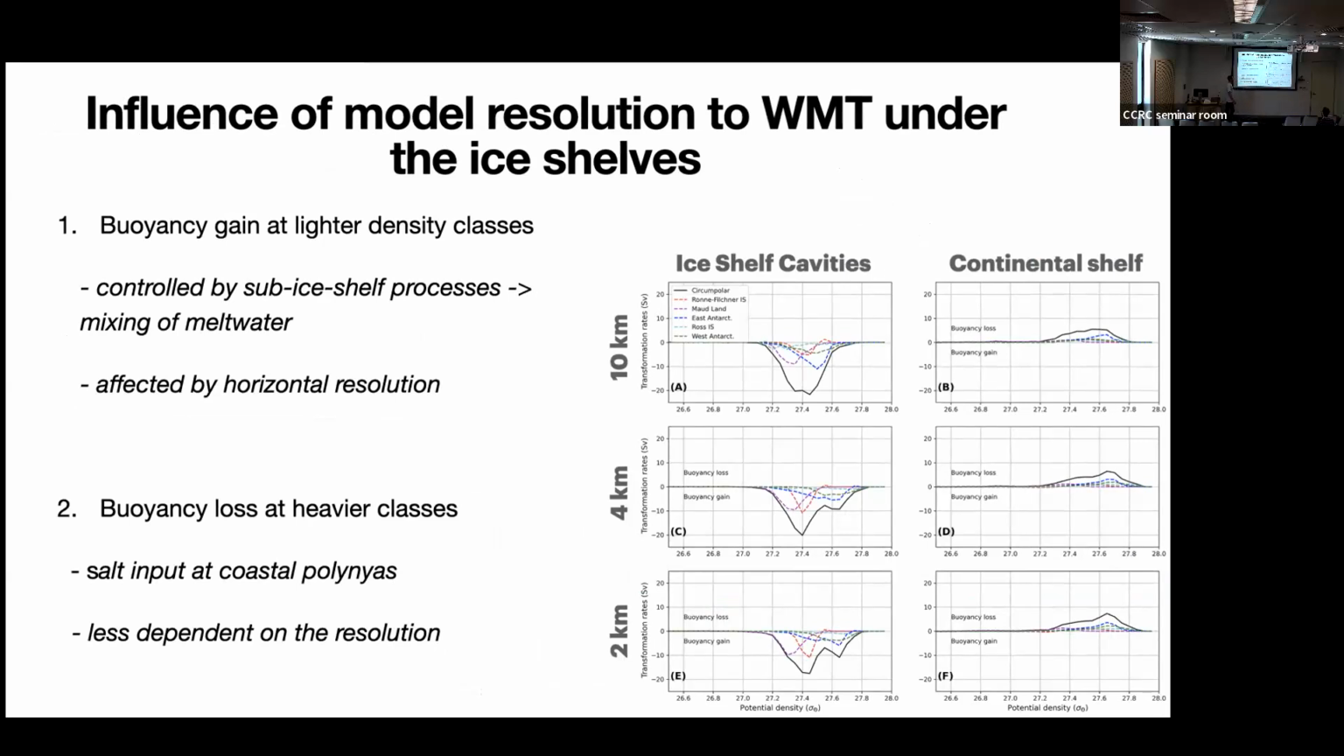And what we can see is that the buoyancy loss that happens at quite heavy densities and is associated with coastal polynyas is less dependent on our resolution. We definitely see that this buoyancy loss happens at higher densities as we increase the resolution, and there's a bit more peak here if you compare them. But these are all going to be pretty much linked with our external forcing. This is parameterized.